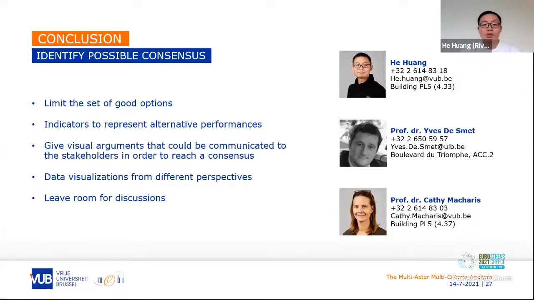Several indicators are proposed to provide mathematical proof for the alternatives' performance, and they are easy to understand and to communicate with different stakeholders. This will help analysts to focus their work on those options, but also give visual arguments that could be communicated to the stakeholders in order to reach a consensus. Furthermore, we proposed additional charts to inspect the model result from different perspectives. Still, we leave room for discussion instead of imposing a unique candidate for the consensus. Thanks for listening.